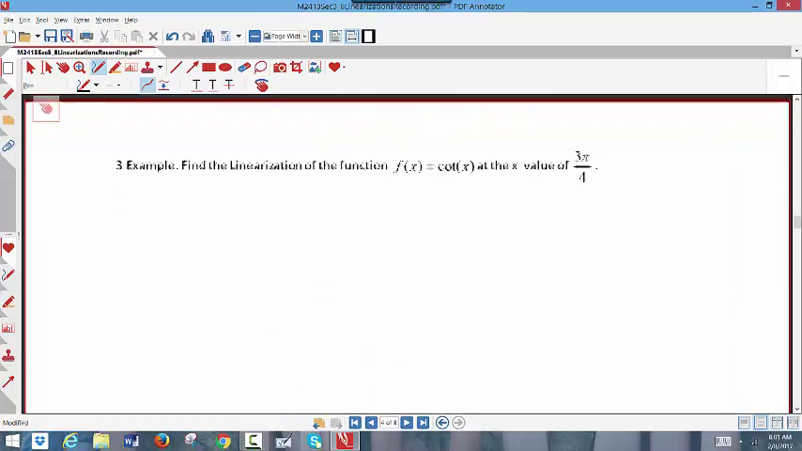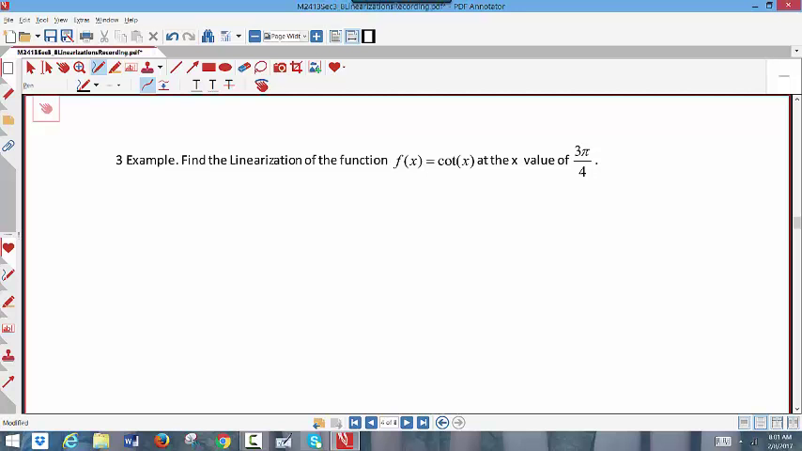Okay, here's another one. We're just doing a lot of algebraic practice here to kind of get a feel for this. Another, find the linearization of the function at the x value of 3 pi fourths. Okay, so to find my equation of my tangent line, which is called my linearization, I need to have my slope and I need to have a point.